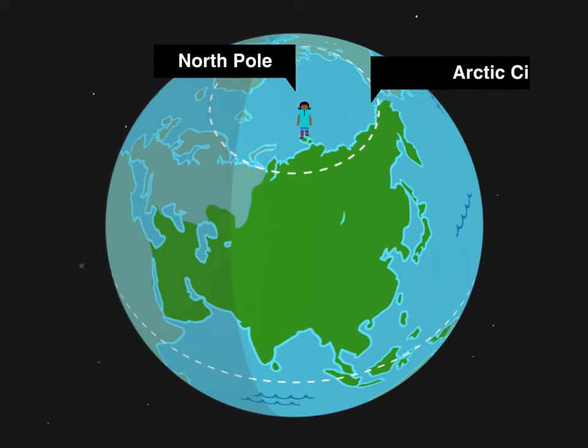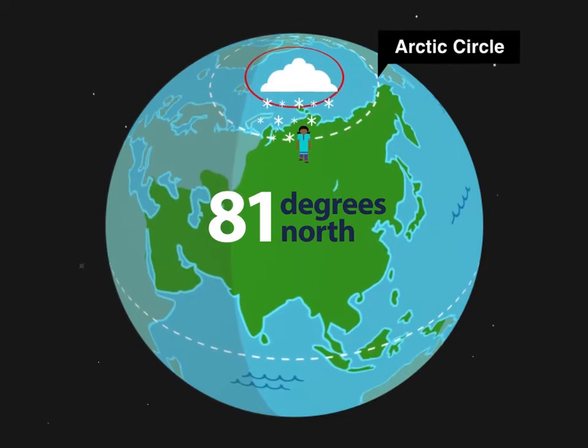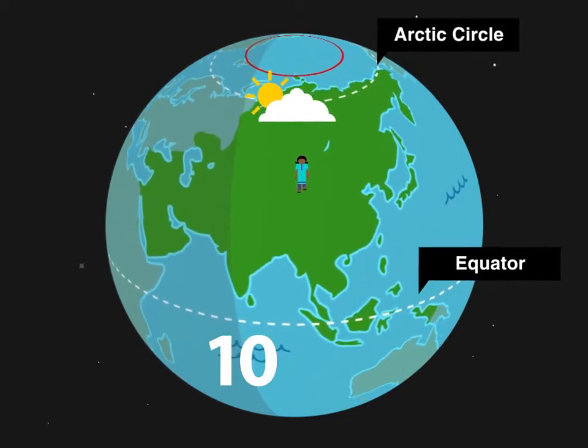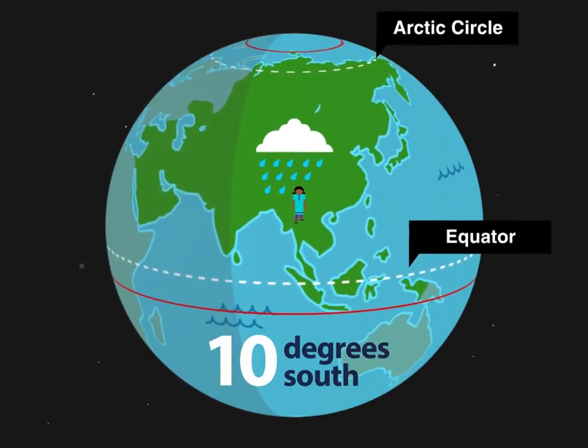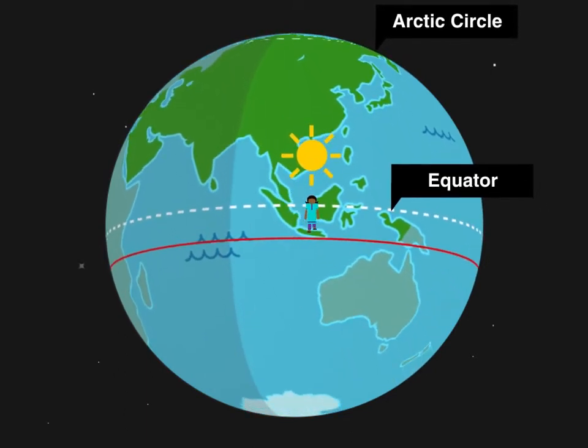Asia's geography is incredibly varied. It stretches from inside the Arctic Circle at 81 degrees north, all the way down past the equator to 10 degrees south. Wow! Imagine the different climates you would pass through on this journey.